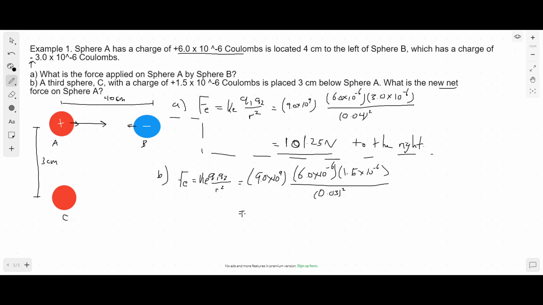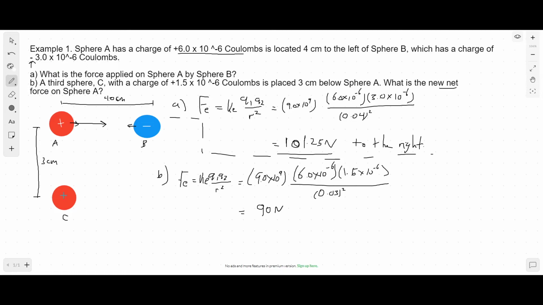And we'll put this in our calculator real quick. 9.0 times 10 to the power 9 multiplied by 6.0 times 10 to the power negative 6 multiplied by 1.5 times 10 to the negative 6. Divide that by 0.03 squared, and we get a nice 90 newtons. Now that's the amount of force. We haven't told anyone where the direction was, so let's talk about that now.